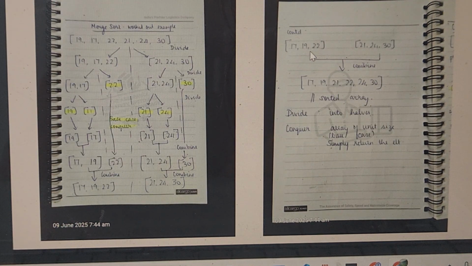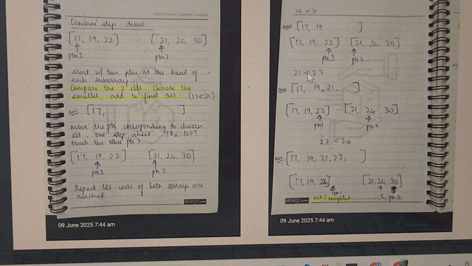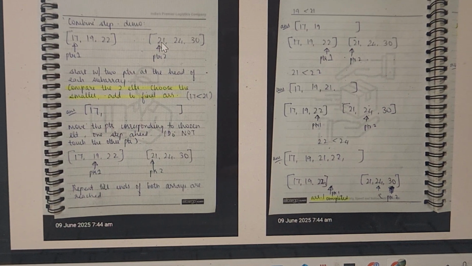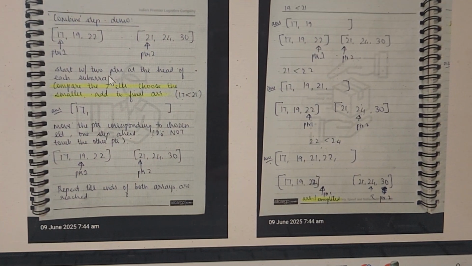So you had 17, 19, 22, and you had 21, 24, 30. I'm going to explain how these two are combined to give you the final sorted array, and the same logic works for every step whenever you use combine. So you have two pointers and you will initialize one pointer at the start of each array. So PTR1 for the left subarray, PTR2 for the right subarray. I am initializing PTR1 at 17, which happens to be the first element of the left array, and PTR2 at 21, which happens to be the leftmost element of the second array.